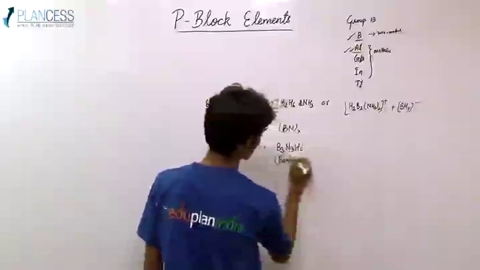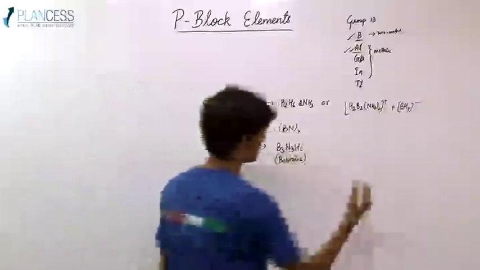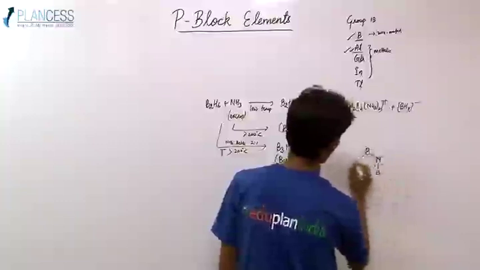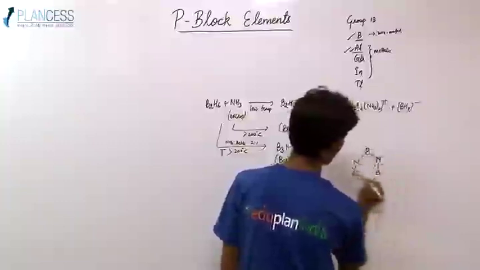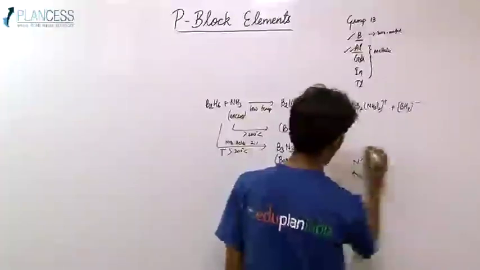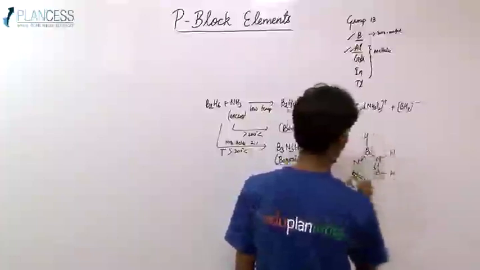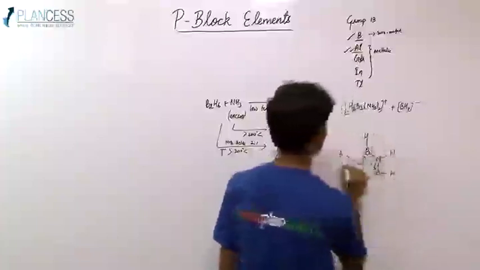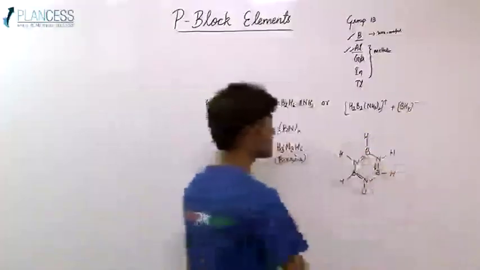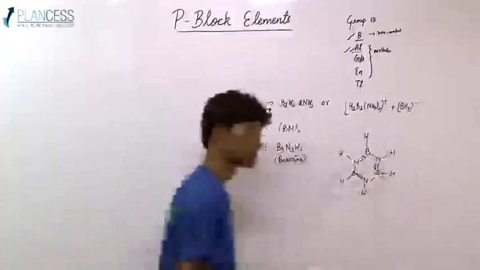It again has a structure resembling that of benzene. The structure of B3N3H6 would be boron, nitrogen, boron, nitrogen, boron, nitrogen in the ring. The nitrogens will be donating, and hydrogen is attached to each. Again, this will be more reactive than benzene because the electronegativity of the elements in the ring is different, so it is more reactive towards addition reactions.